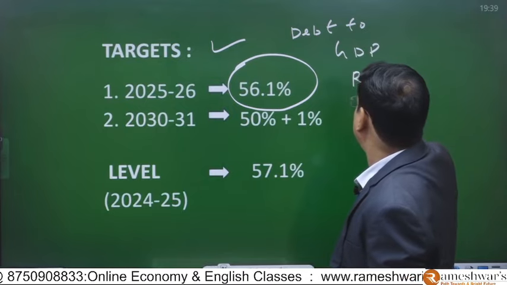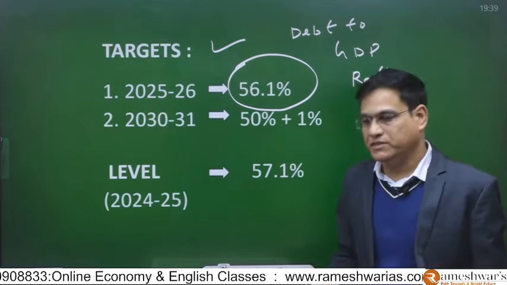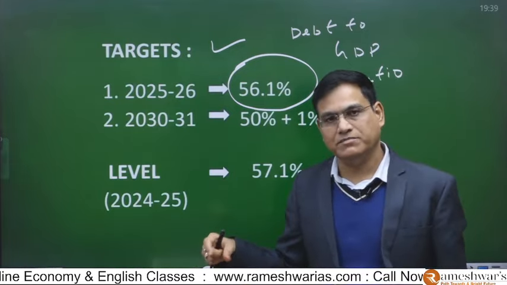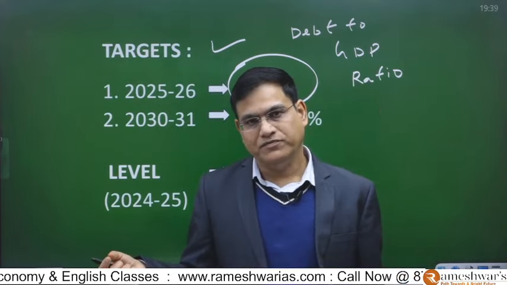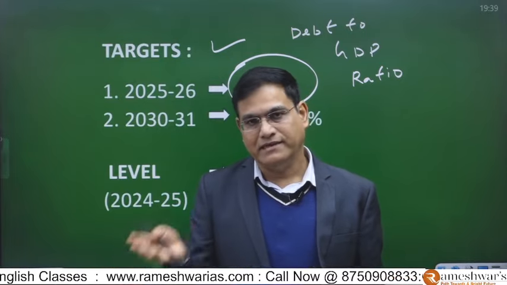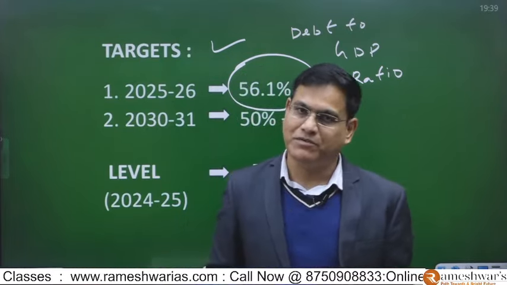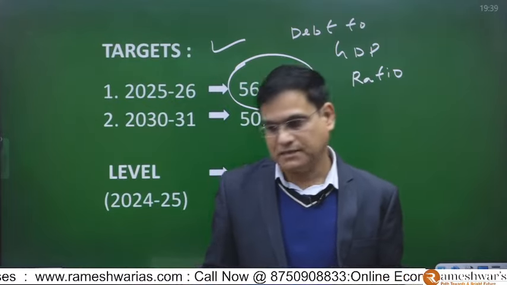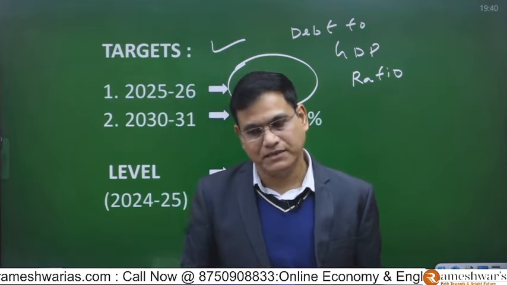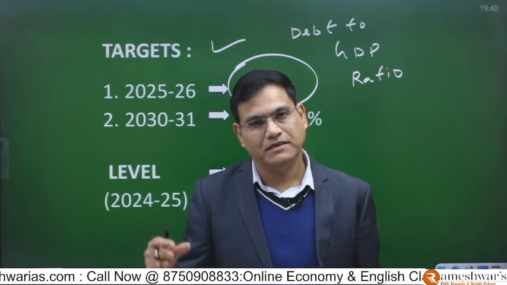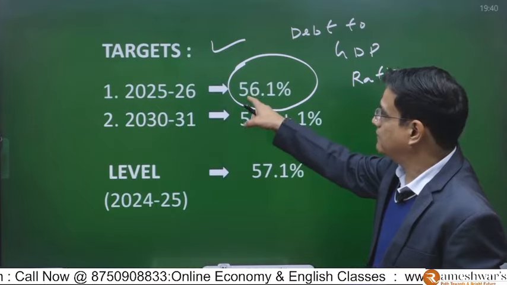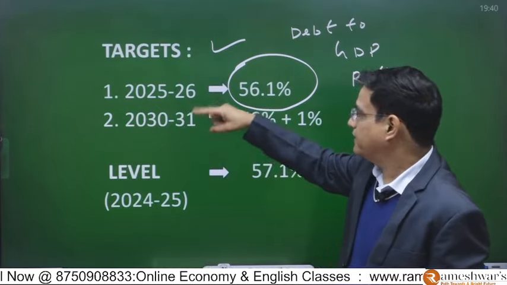And anybody who is not able to understand this debt to GDP ratio, I am explaining it. You are to see the total liabilities of the government of India and find out the monetary value, the numerical value, and next you are to see what is the size of your GDP in monetary terms. So if you express total liabilities of the government of India as a percentage of GDP, then this is called debt to GDP ratio.